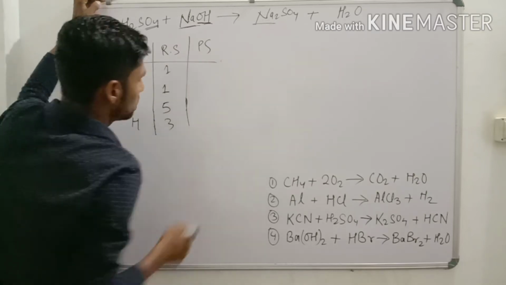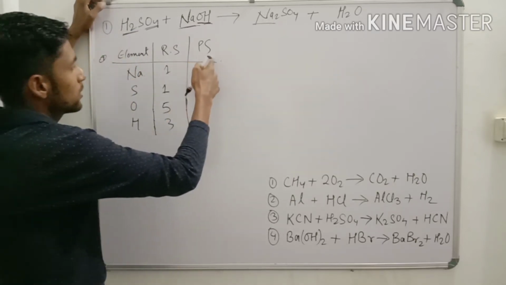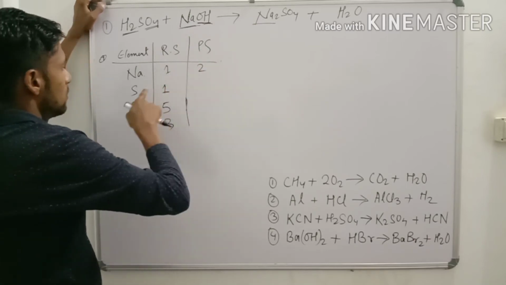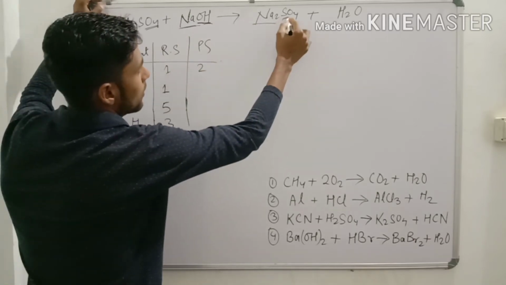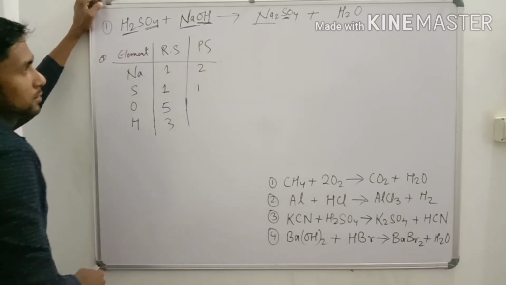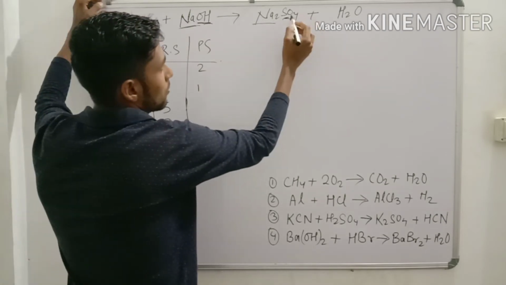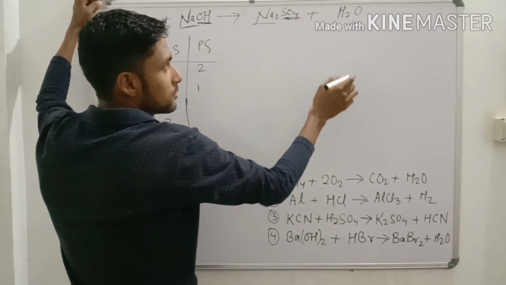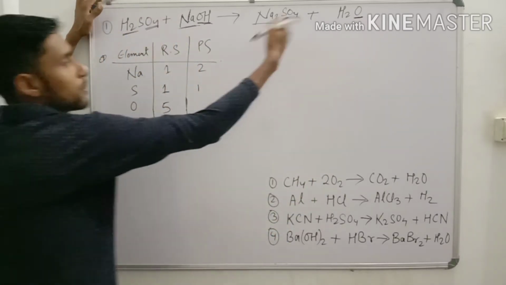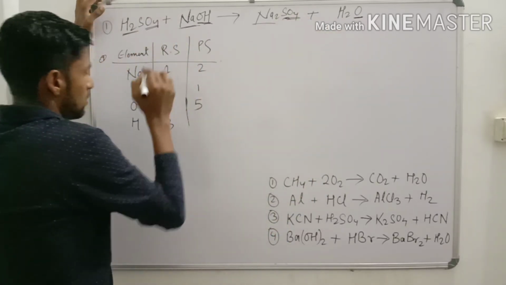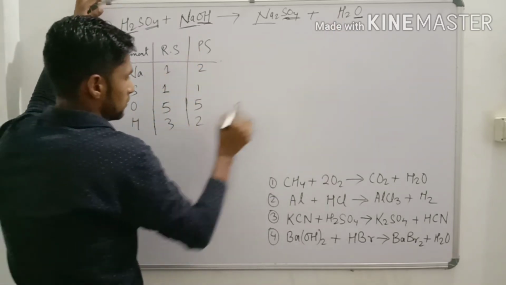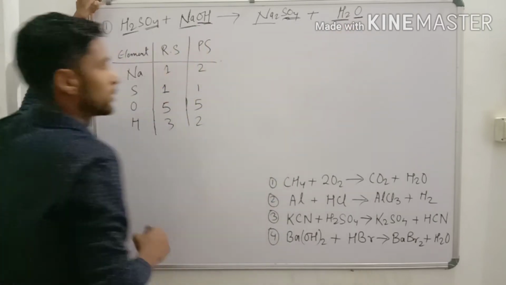Now in the product side, the number of sodium atoms is 2, unbalanced. Sulfur is only 1. The number of oxygen in the product side is O4, meaning 4 atoms of oxygen, plus here it is only 1 atom of oxygen, 4 plus 1 is 5. Now hydrogen is 2. The number of hydrogen atoms is 2 over here.